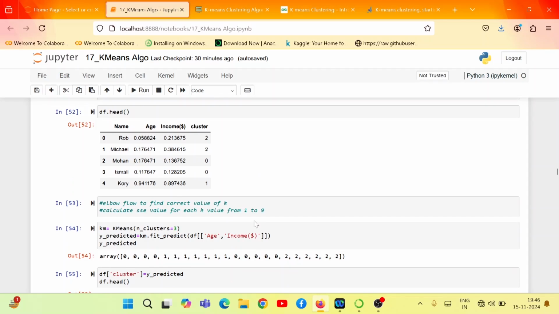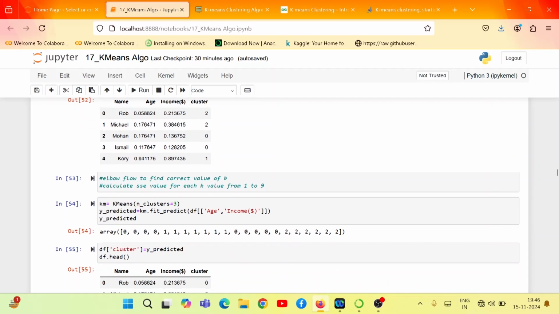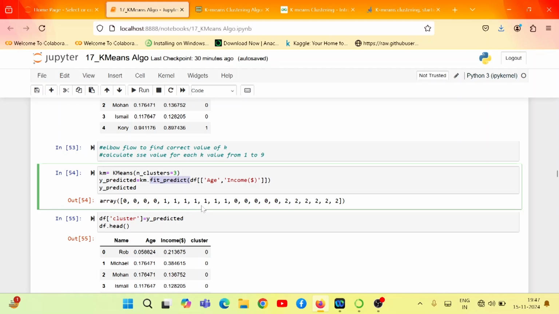So what we are going to do is apply it. Firstly we will create the object of the KMeans class with the k value equal to 3, and then we will train it by using the fit_predict method, right? So once we have done it, now this is the outcome of that.